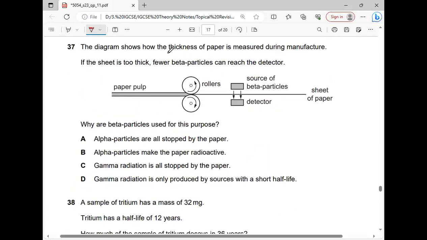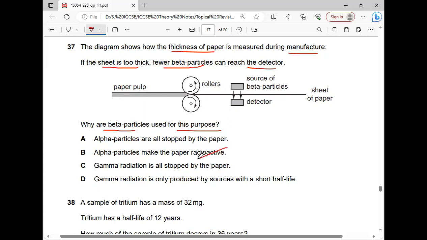The diagram shows that the thickness of paper is measured during manufacture. If the paper is too thick, fewer beta particles can reach the detector. Why are beta particles used for this purpose? Alpha particles are all stopped by the paper. Alpha particles make the paper radioactive.